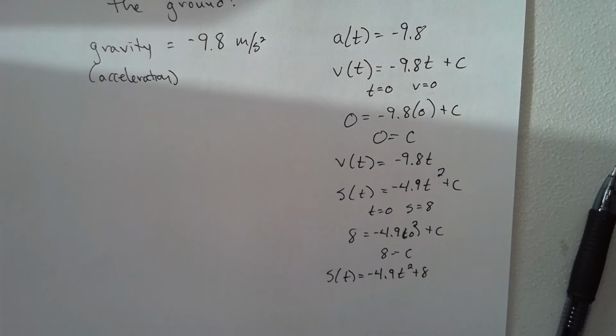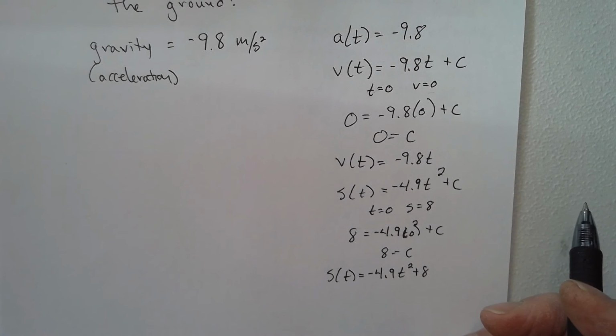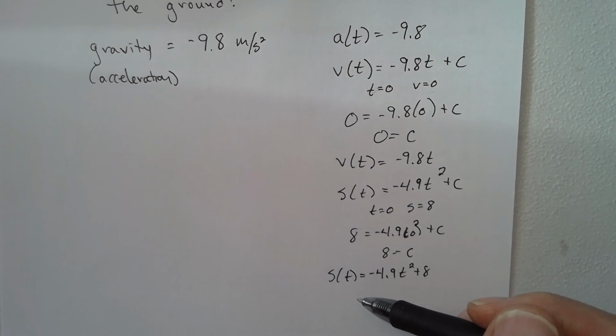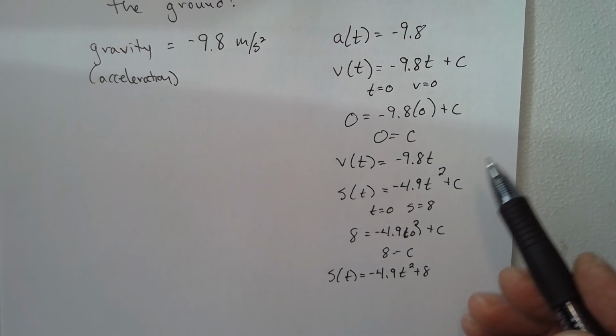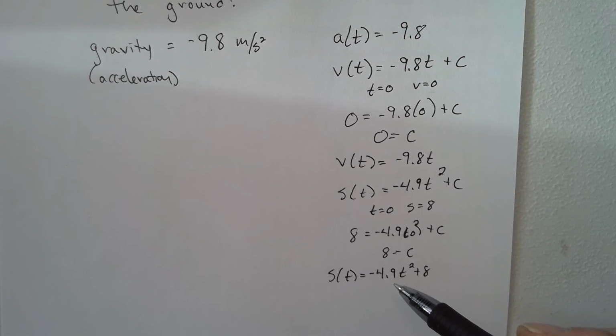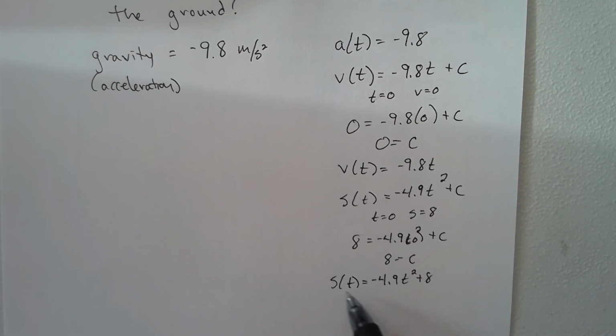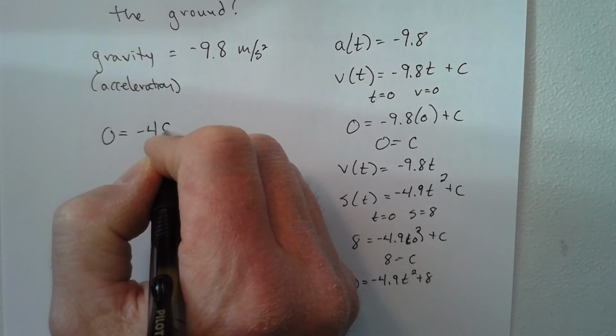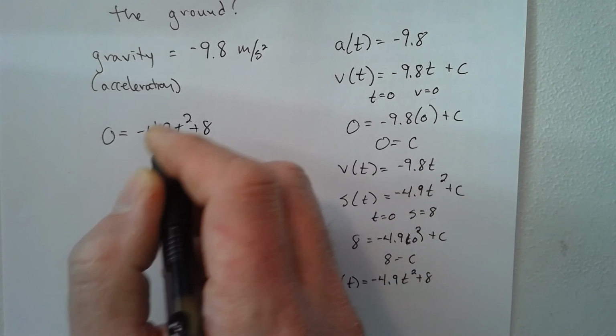Okay. So there's my position equation. We want to know how fast it's traveling when it hits the ground. So what do we know about the ground? What do we know is true at the ground? What do we know about the height or the velocity or the acceleration of the ground? It's all 0. So what's 0? The height is 0, right? Ground level height is 0. So we can set this equal to 0. We can do some algebra to figure out when it hits the ground.